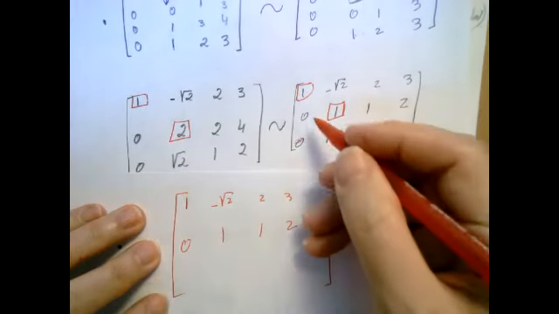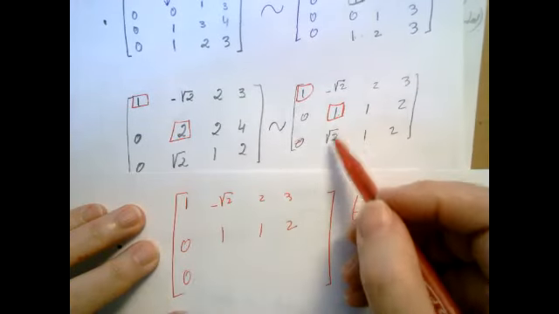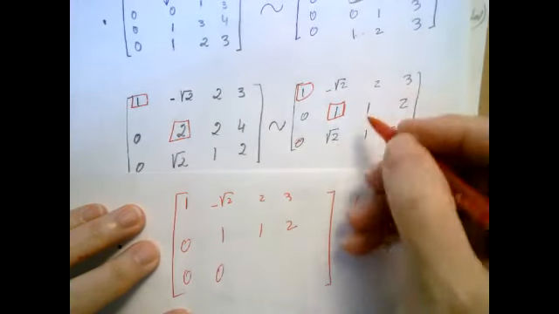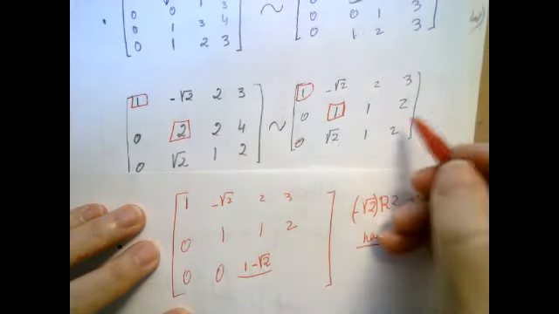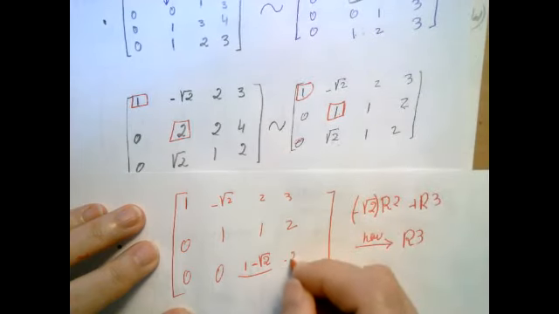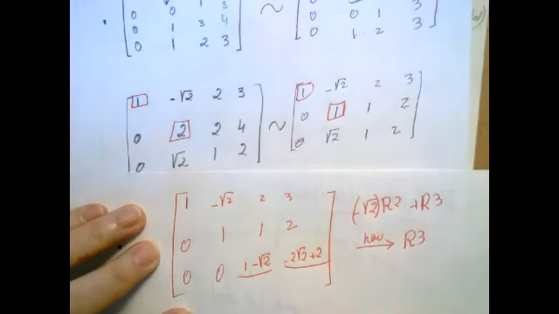And now, this time there's going to be a 0, minus square root of 2 plus square root of 2, that's a 0. And then I will have 1 minus the square root of 2. I know it's a nasty number, but it's correct. And then I will have minus 2 square root of 2 plus 2. That's the operation I will do.